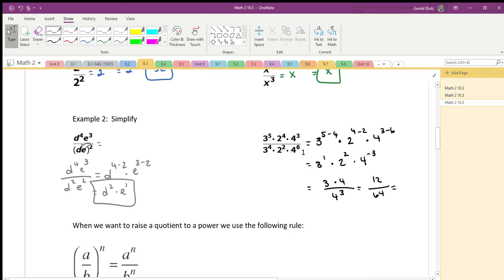So let's see, 12 divided by 64, I can reduce that. They're both even. I know that 4 goes into both of these. Does anything else? I think that's it. So I think this would be 3 over 16.